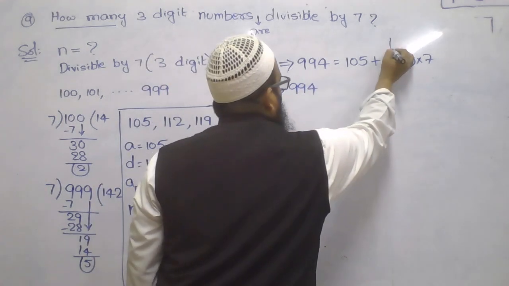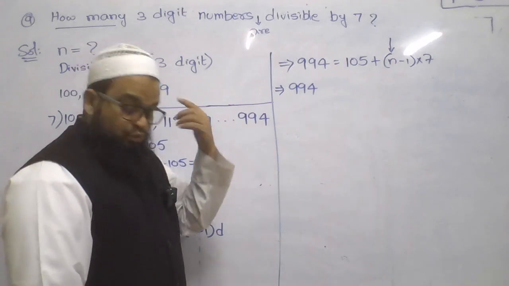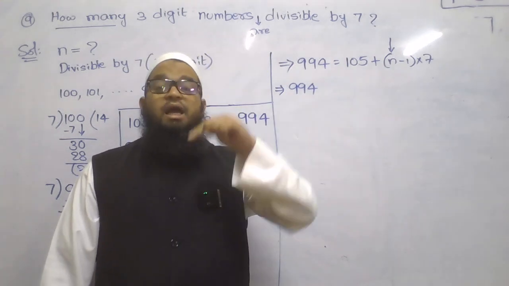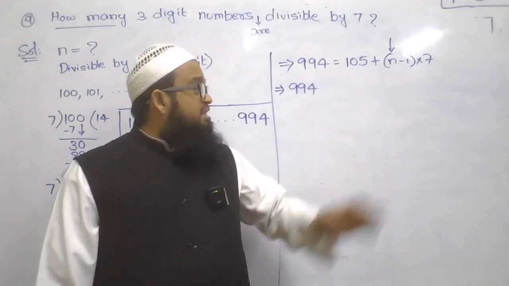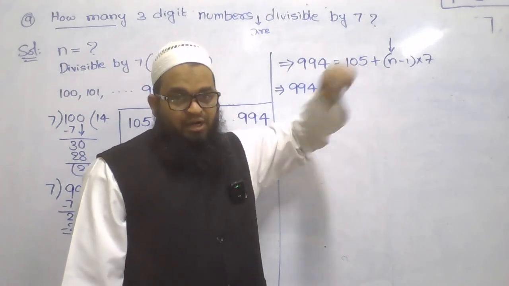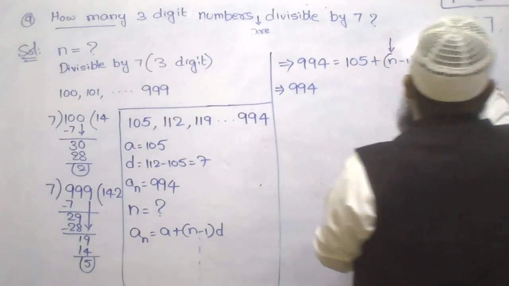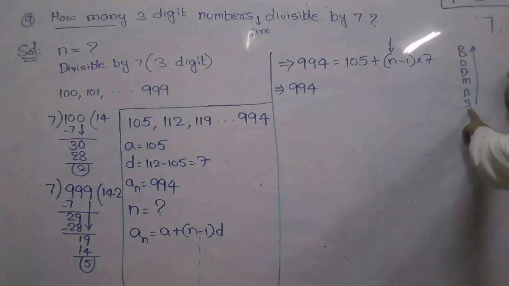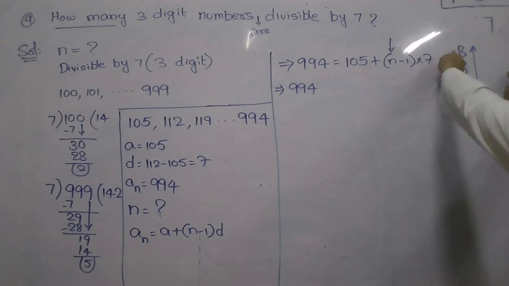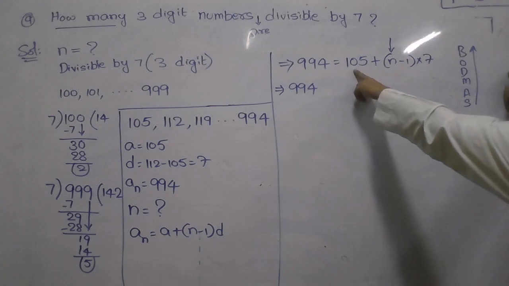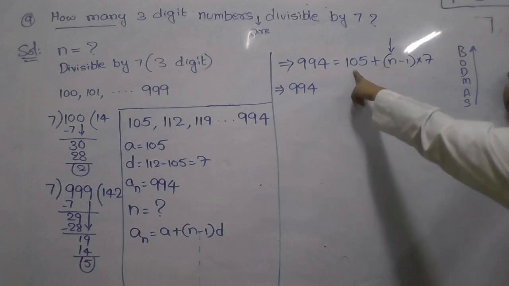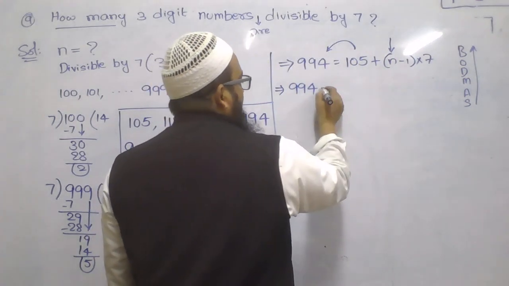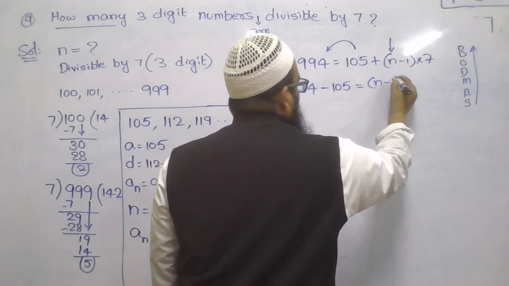Got it? So that implies 994, and you have to find out n. So when you have one variable, you have to transpose everything and keep the variable on one side, right? So when you are transposing, it is the inverse order of BODMAS. So you have to transpose subtraction, but it is inside brackets, which is the last one. So next, addition. Where do you have addition? Yes, sir. 105 as addition. So transpose it. 105 is in addition, but what is the sign of 105? Positive. So it becomes minus 105 equals n minus 1 into 7.